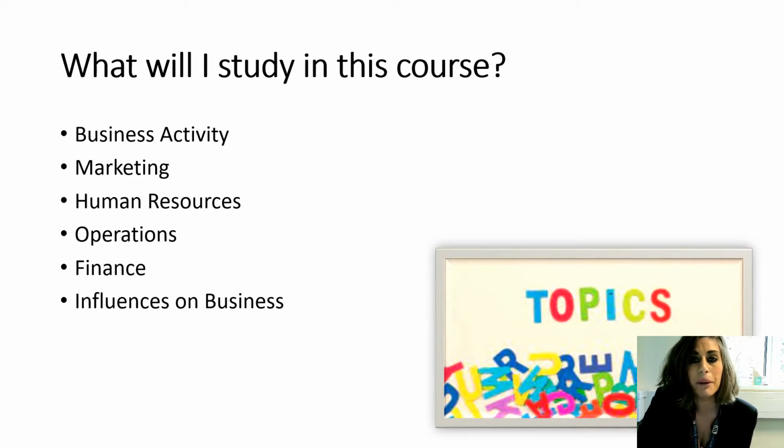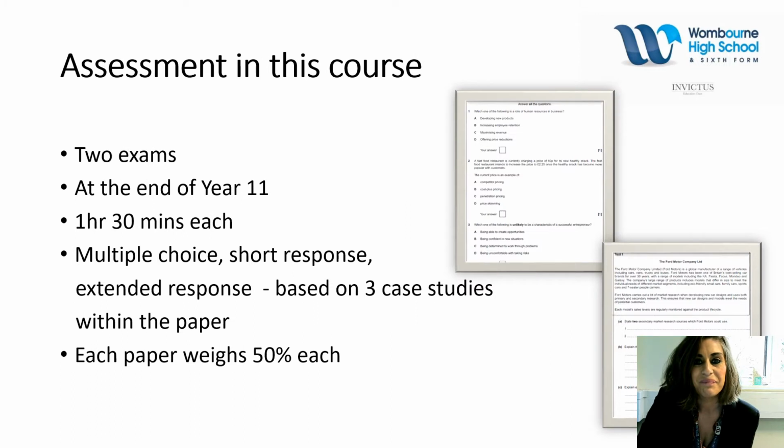Production and operations, where we look at choices affecting location and supplier and logistic decisions. We will look at finance, where we look at costs, revenue, profit, cash flows and profit and loss. And finally, we will look at influences on businesses, all the external factors which have an influence on how the business operates, such as ethics, globalisation and the economy.